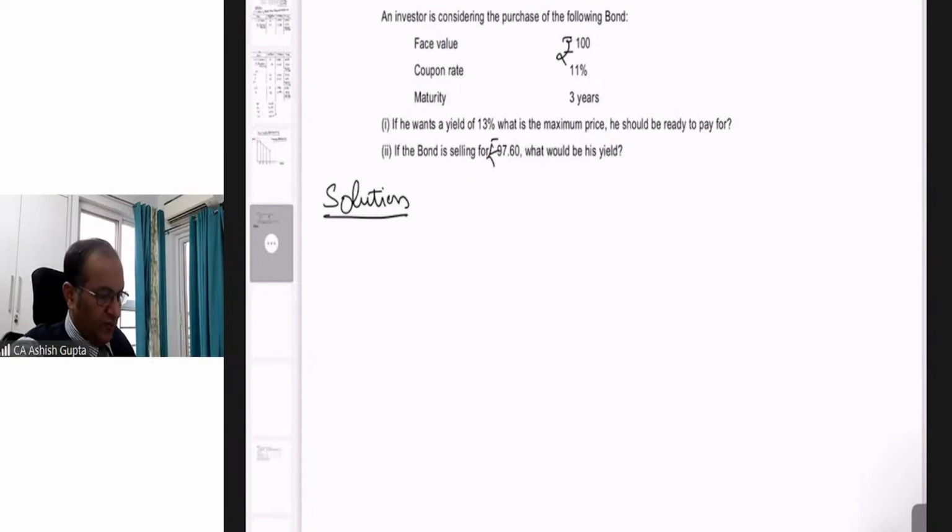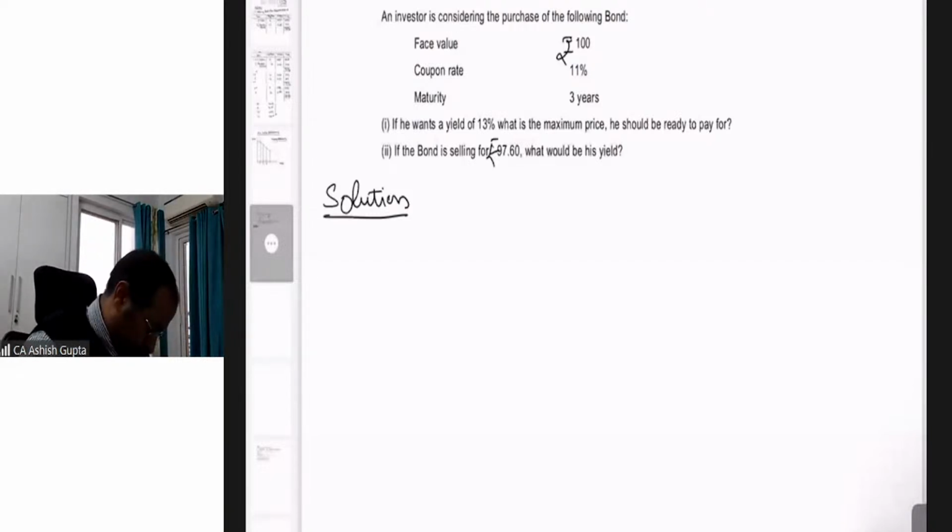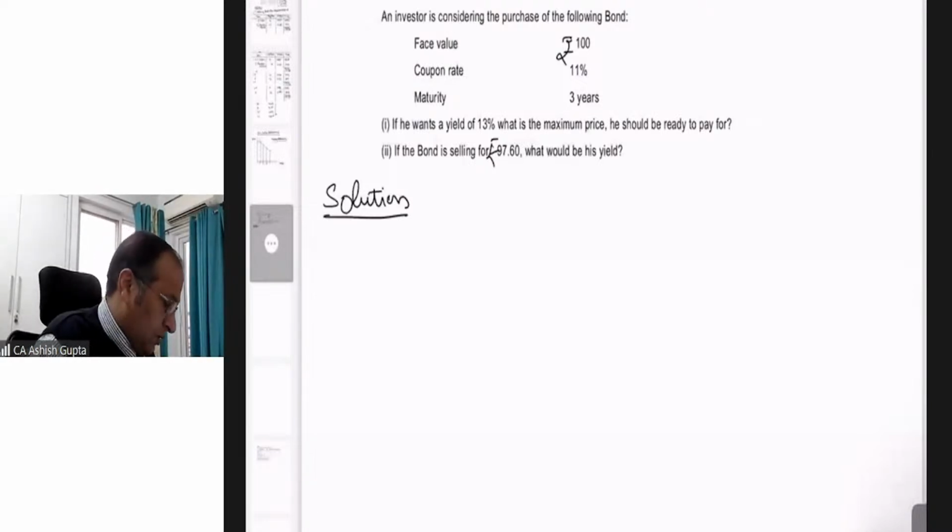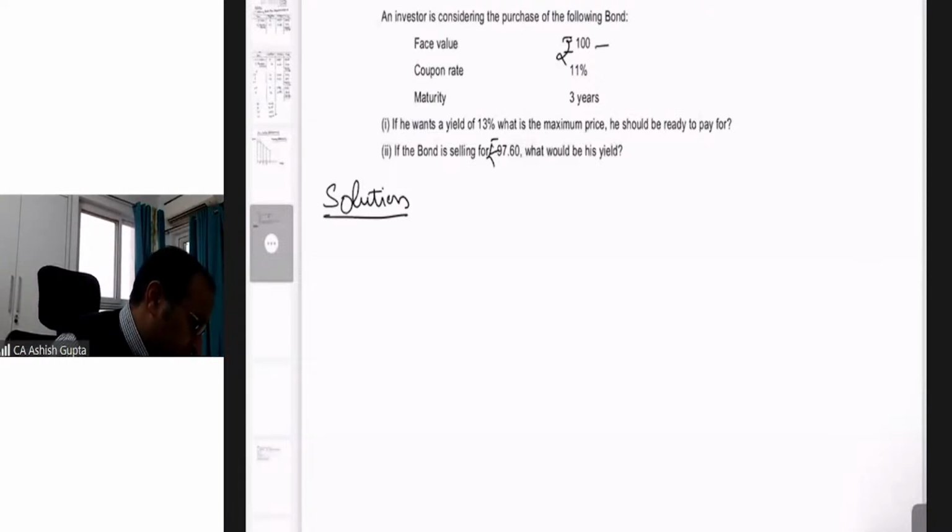Please read out the question quickly so that we start solving it. Now here it says an investor is considering purchase of the following bonds. Face value is rupees 100. Corporate coupon rate is 11% and maturity is 3 years. If he wants a yield of 13%, what is the maximum price he should be ready to pay? Okay, simple procedure.